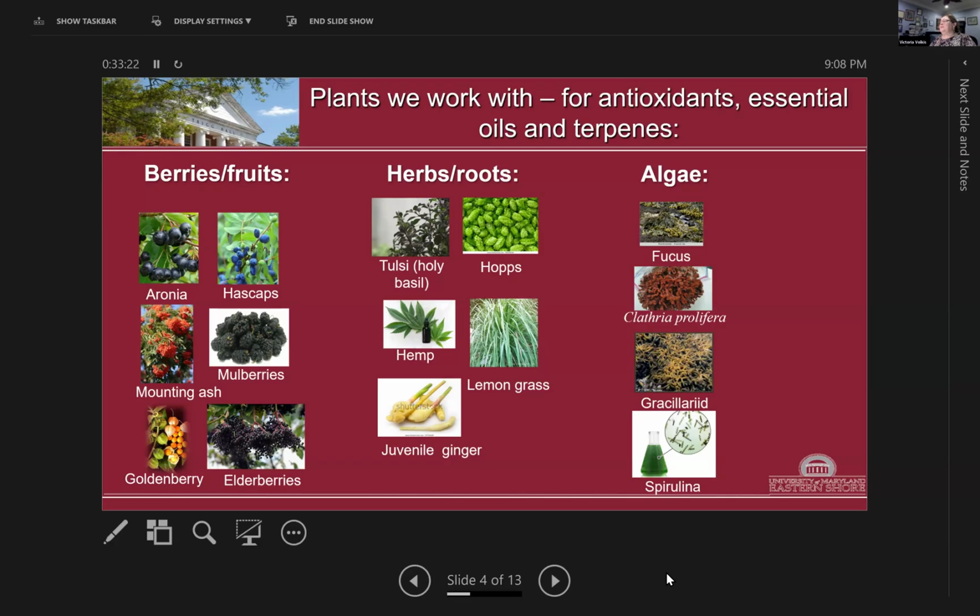And the plants that are rich in them include holy basil and hops. You probably know hops by their use in preparation of beer, but hops actually have a huge medicinal effect because they have a high content of essential oils.